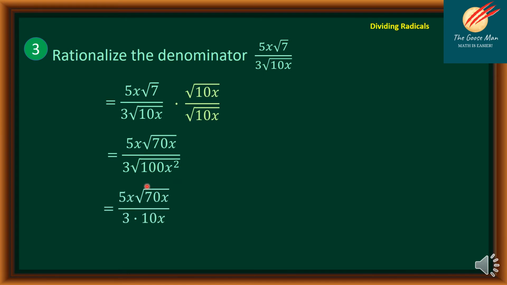To simplify, take note that we can no longer find any perfect square numbers in the factors of 70, so we write it as it is. However, the square root of 100x squared is 10x. So again, we will multiply 3 and 10x. So we have 30x, and copy in the numerator 5x times the square root of 70x. Simplifying it further, I can cancel the x and x, as well as divide both 5 and 30 by 5. So I now have square root of 70x all over 6.